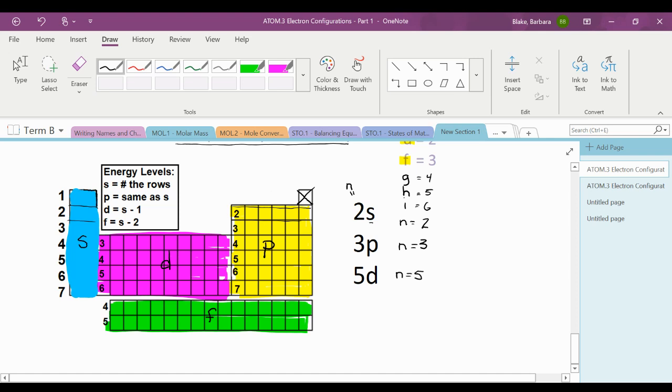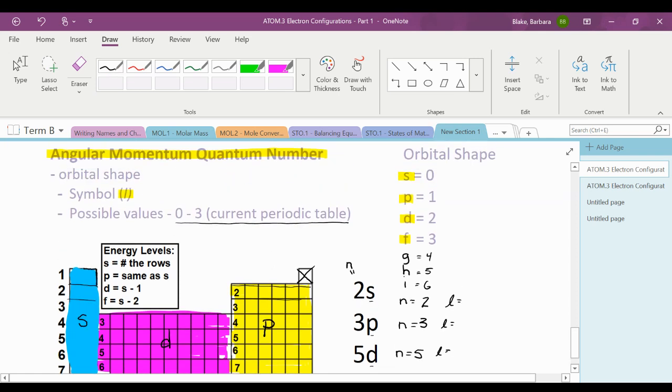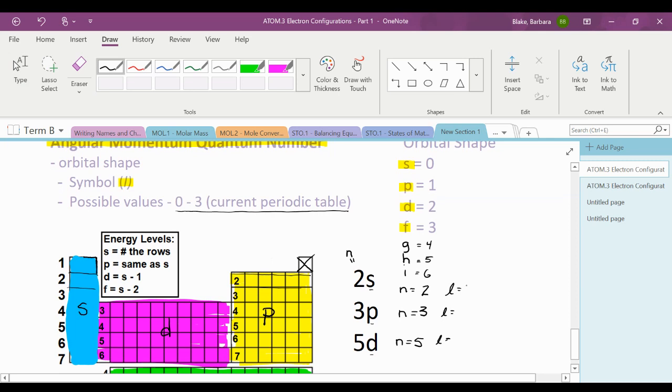Now I can take these shapes and I can put my second quantum number by taking a look at up here and know that if it's s, it's going to be 0. If it is p, it is going to be 1. And if it is d, it is going to be a 2.